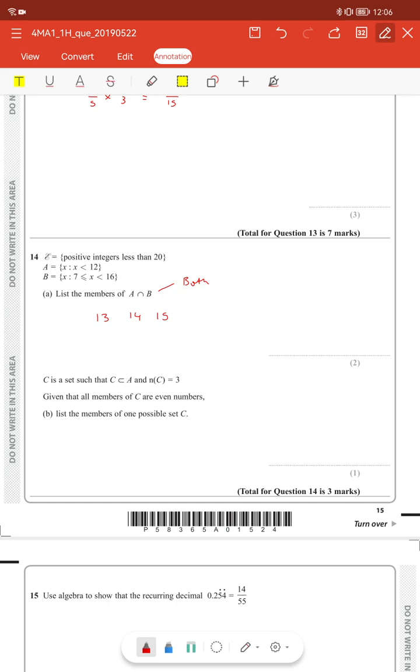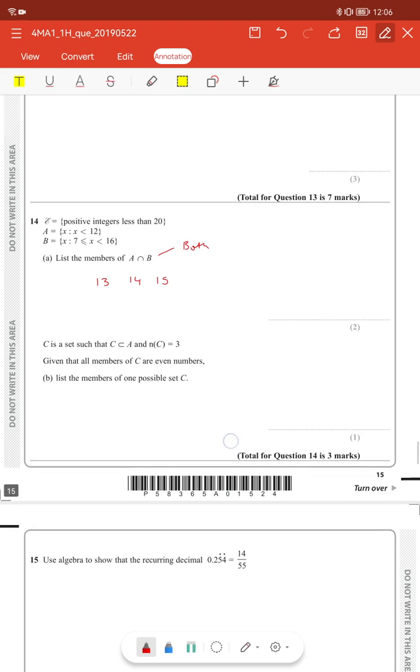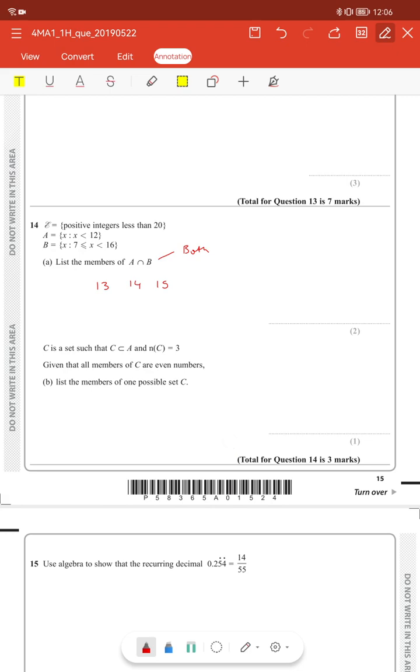C is such that C is a subset of A, and in C there are 3 numbers, given that all of them are even. Oh, sorry, this one says that x is less than. Sorry, I've misread the question once again. Please do not do that. It would be 7, 8, 9, 10, 11. There we go. Third time's a charm.